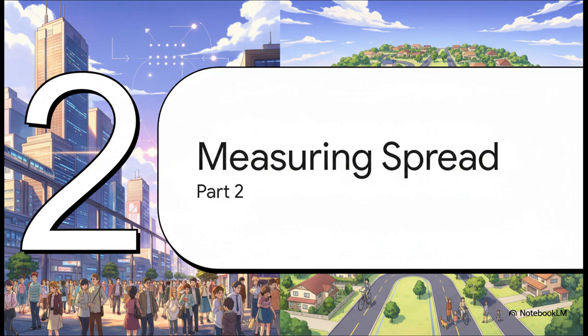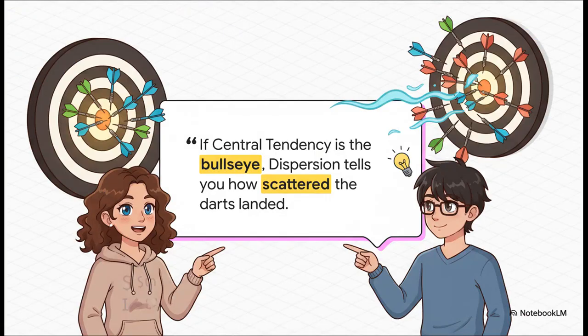Knowing the center is great, but now we need to know how spread out everything is. Is all our data clustered together like a dense city center, or is it spread all over the place like a sprawling suburb? In the stats world, we call this the spread or dispersion. So let's grab the tools for measuring that. And I absolutely love this next analogy. Think of it this way.